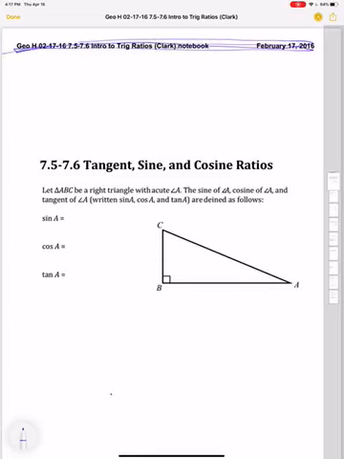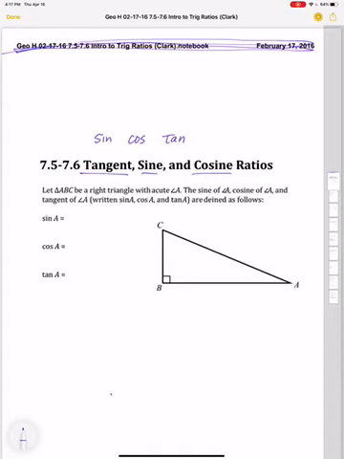But here we go. So we've got sine, cosine, and tangent. Now often you'll see these written as sin, but that's short for sine. Cos, which is short for cosine. And tan, which is short for tangent. So these are the real words, but we just write sin, cos, tan.